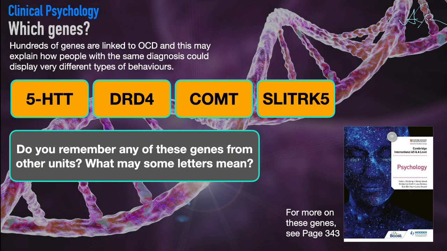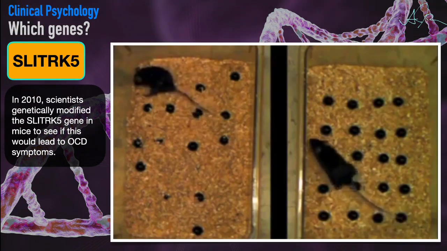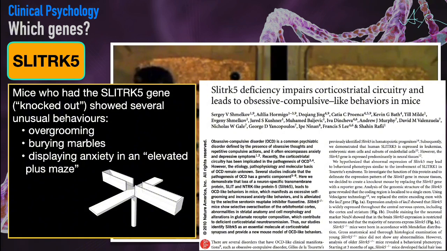But some students want to go further. Some textbooks mention many genes. I believe the Hodder book mentions these four: 5-HTT, DRD4, COMT, SLITRK5. Personally, I would not do well if I tried to remember all of them, but I might remember one of them. The one that I found the most interesting was the SLITRK5, and we talked about a study involving mice who had their SLITRK5 gene knocked out. So this is a perfect example of general information turned into something more specific through the use of secondary resources like your textbook or your teacher.